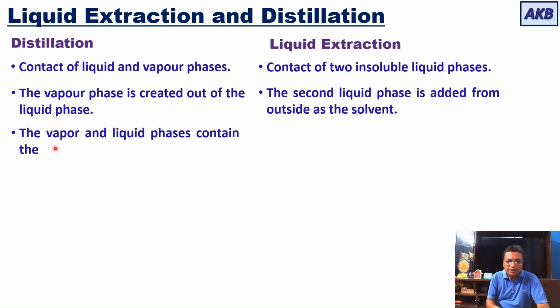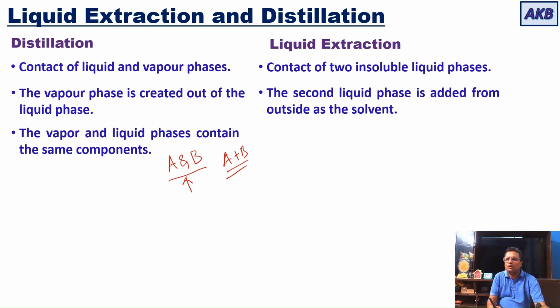Then, in the case of distillation, vapor and liquid phases contain the same components. So, for example, if you have a liquid solution containing A and B in it, and if you heat it and create the vapor phase, the resulting vapor phase will also contain the same components. So no new component will come into the picture in the case of distillation. That's why I'm saying vapor and liquid phases both contain the same components.